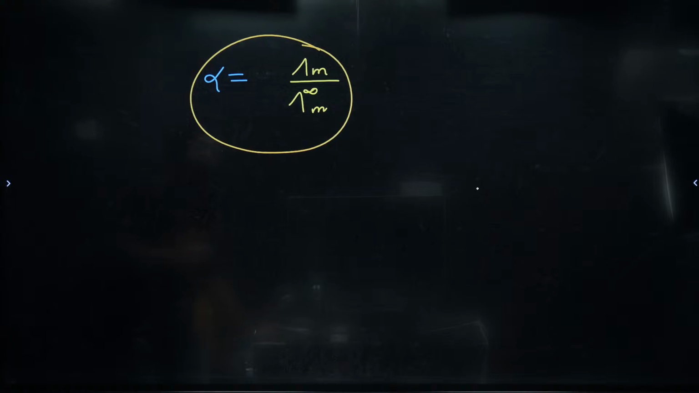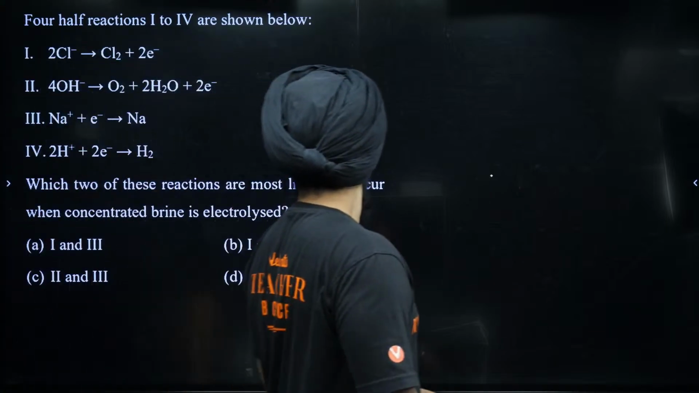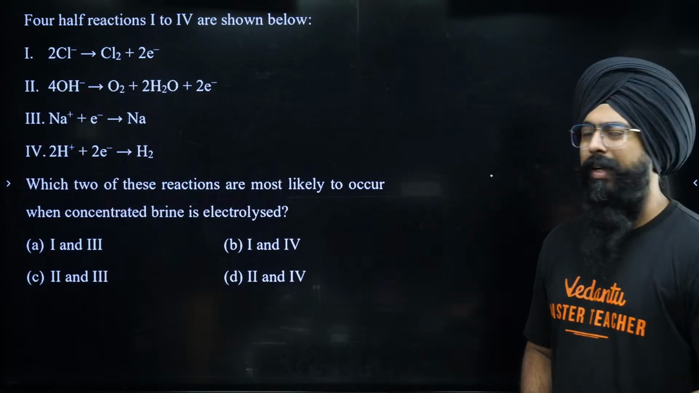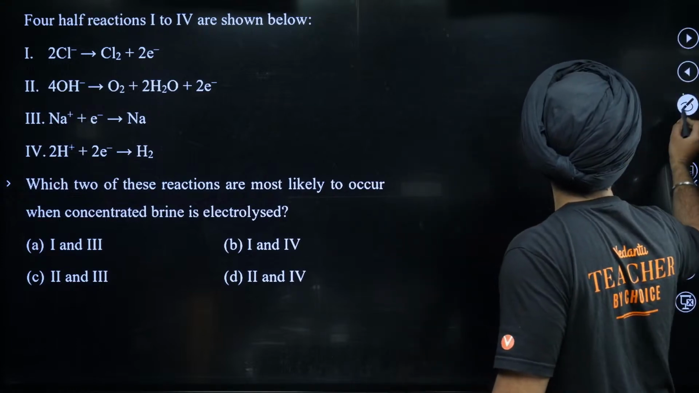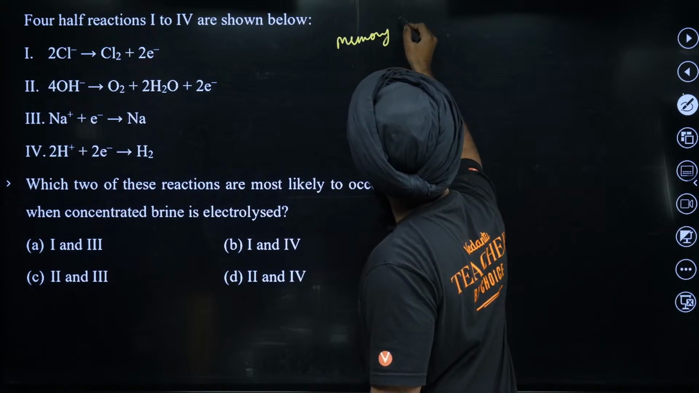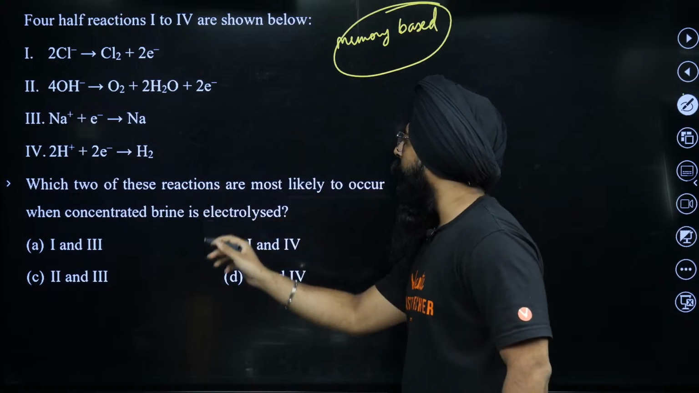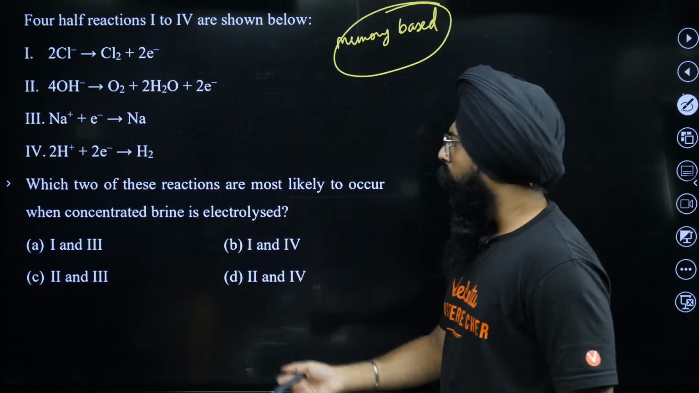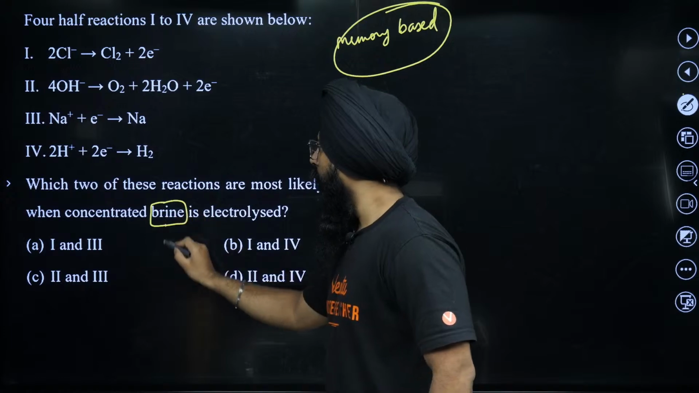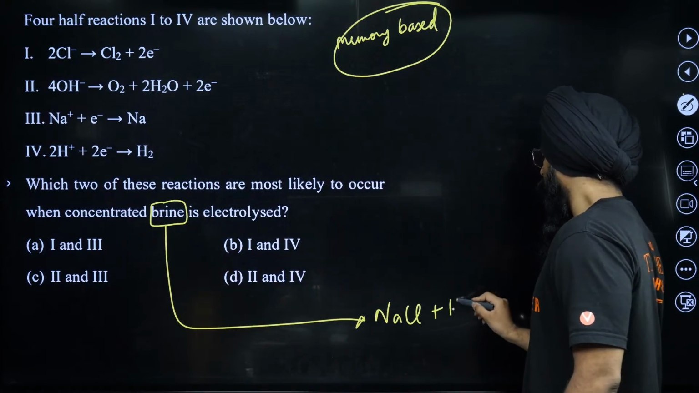Okay. All right. Look at this. Electrolysis. Now this is a memory based question, by the way. When we electrolyze brine, what do we mean by brine? Brine basically means a solution of NaCl in water.